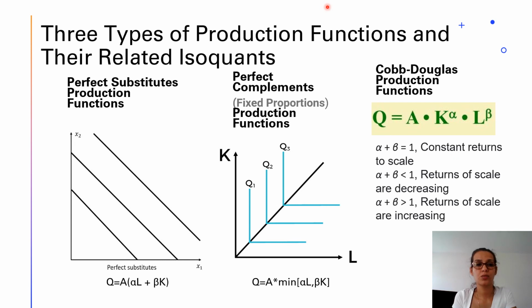The decreasing returns to scale, alpha plus beta less than 1, occurs when the output increases by a smaller proportion than the increase in inputs. The increasing returns to scale, alpha plus beta greater than 1, is when the output increases by a greater proportion than the increase in inputs.